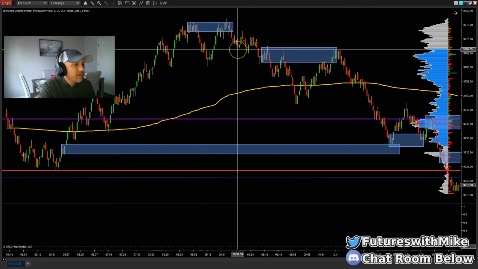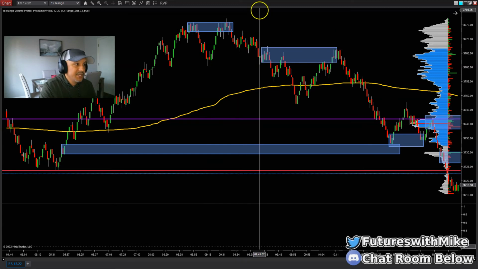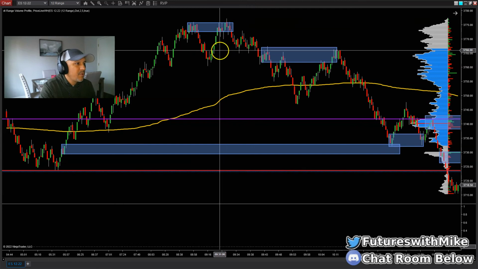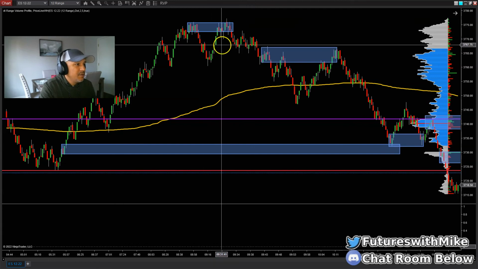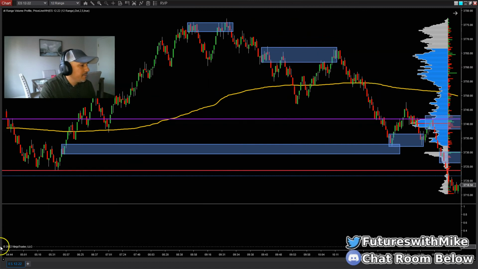So price could pause there and then reject and then continue pushing higher. All right, so we look for price to take this area here, continue pushing lower, taking out this area for it to push lower. Okay, so let's see if we can find an area of demand now.